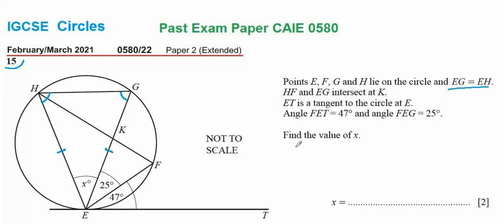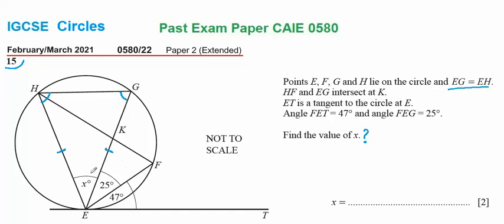So let's see. They have given us two numeric values. One is the angle FET, which is equal to 47. This angle is 47. And angle FEG is 25. This is 25. And we have to find the value of x.